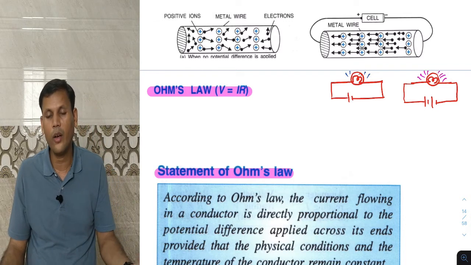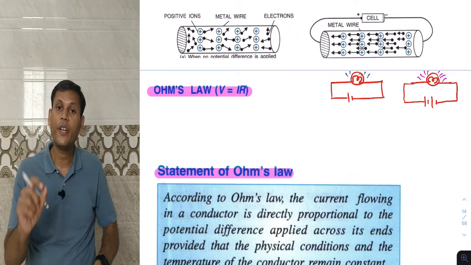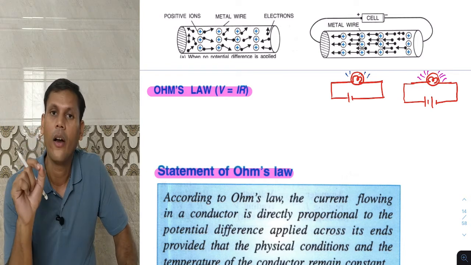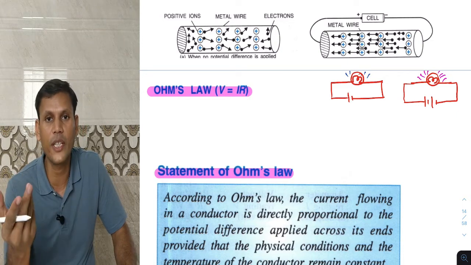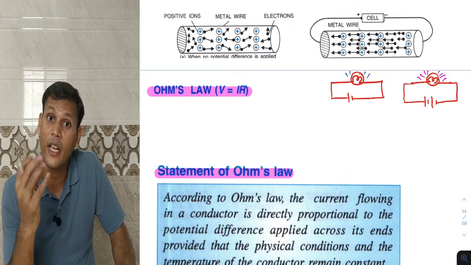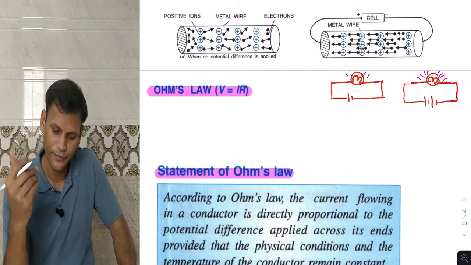This is one of the observations. Everybody can observe this one. When we use a single cell, brightness is less. When we use 2 cells or more cells or a battery, then brightness becomes more. So what can we conclude from this?